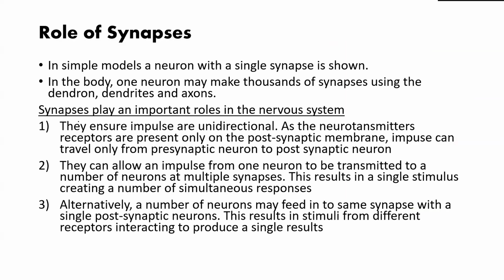Now, if you see, synapses play a very important role. They are first of all unidirectional. Why? The reason is that neurotransmitter receptors are present only on the postsynaptic membrane, and they are not present on the presynaptic membrane. Then they allow an impulse from one neuron to be transmitted at multiple synapses. Third important point is that a number of neurons may feed the same synapse with a single postsynaptic neuron. So that is why stimuli from different receptors produce one desired effect only.